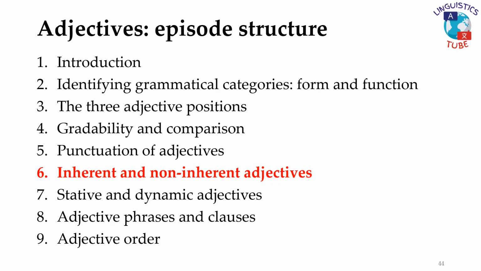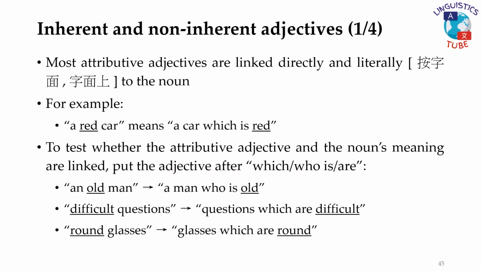In the next section, we will discuss one of the ways to classify adjectives. In addition to central and peripheral adjectives, there is another way to put all adjectives into groups. Or in other words, there is another way to classify adjectives. Here, the rule is based on whether the adjective is linked directly and literally to the noun that it describes. Most attributive adjectives are directly and literally linked to the noun.